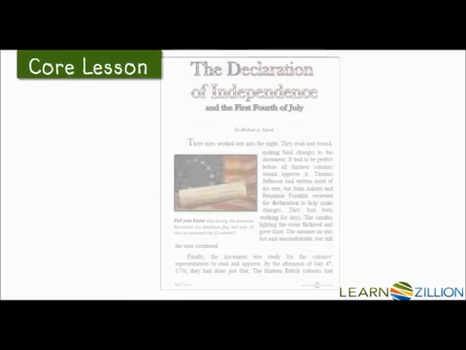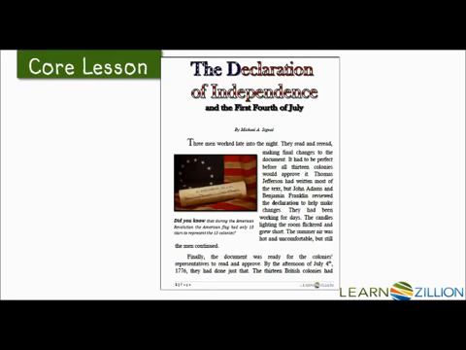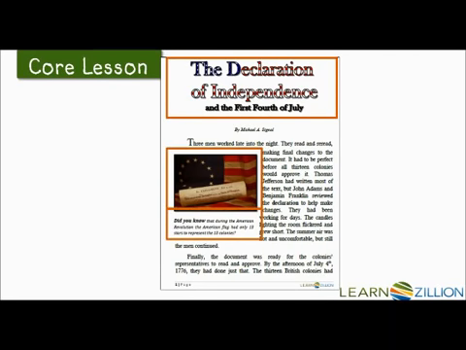Let's begin. Take a look at the first page of our article. What text features do you see? I see a title, photo, caption, and a word in bold, which means it's written darker than other words and stands out to the reader.